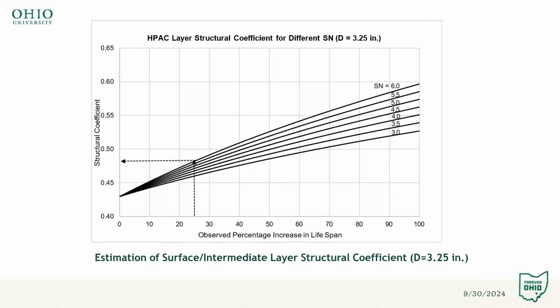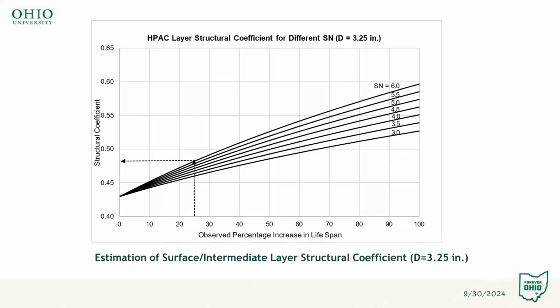Now, if we need to come up with a structural coefficient using the AASHTO design equations, we could use this approach. This graph shows that if we assume the high polymer layer structural coefficient for different structure numbers, and assuming the thickness of the high polymer ISC is 3¼ inches, the horizontal axis is observed percentage increase in lifespan. So this is the actual observed performance, because AASHTO uses present serviceability index, but in ODOT we already switched that to PCR.